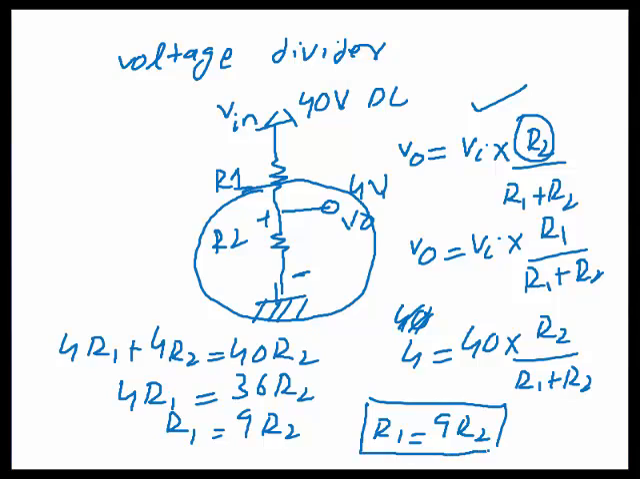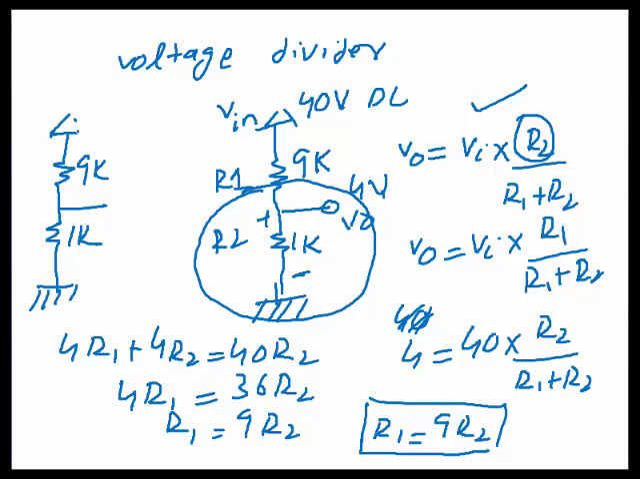If we want to convert 40 volt DC into 4 volt DC, we should choose values of R1 and R2 in such a way that the value of R1 is 9 times the value of R2. So for example, if we choose R2 as 1K, we have to choose R1 as 9K. In this case, the value of R1 will be 9K and the value of R2 will be 1K, and we have connected 40 volt here, and the output will be 4 volt.